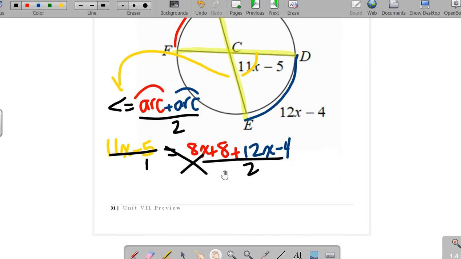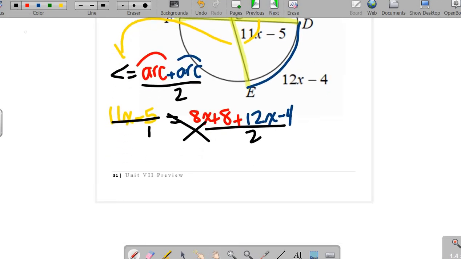Cross multiply. So that 2 times 11, that's 22x minus 10. Over here, I'm going to collect like terms. That's 8x plus 12x. So that's going to make 20x. And then I have 8 minus 4, so that, of course, is positive 4. Solve for x.